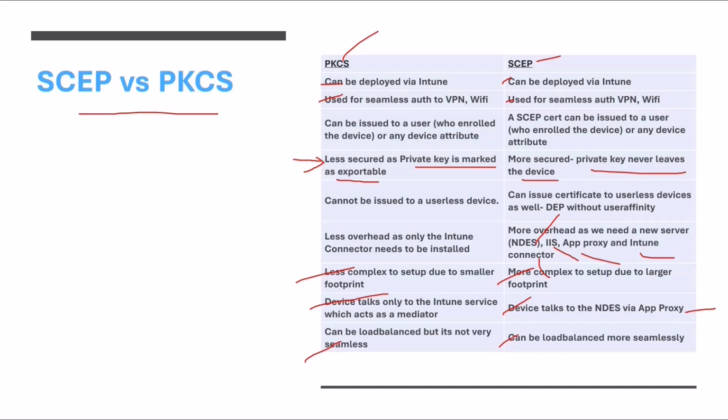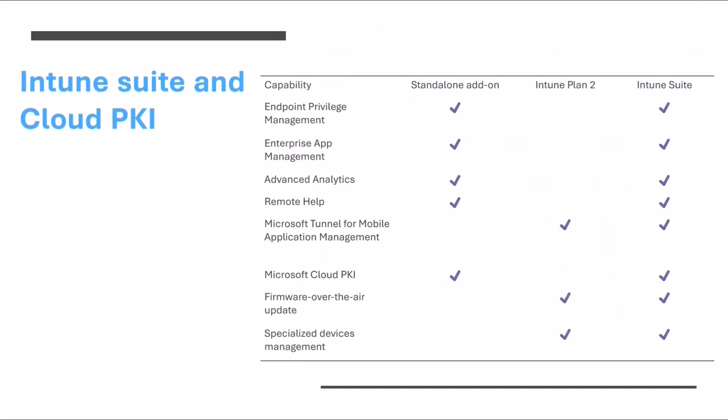I just wanted to touch base quickly on the difference between SCEP and PKCS, so that we know that when we are talking about a client authentication certificate, we have two options: SCEP and PKCS, SCEP being better, but it has more moving components and more overhead. Okay, now when we are talking about SCEP certificates, before we deep dive into it, I wanted to take a moment and talk about what is Intune Suite and what is Cloud PKI.